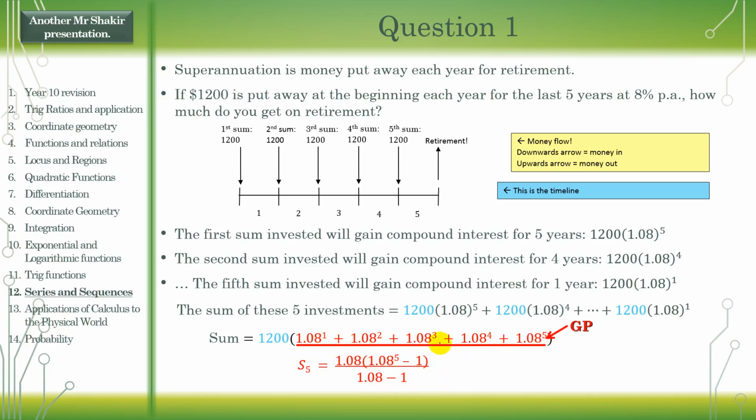Now, note, I'm only dealing with the red bit right now, only the GP stuff. The blue stuff I will have to add back in later on. It'll multiply with whatever we get over here. Alright, simplify that, or put in the calculator, and you get that as an answer. We multiply 1,200 by that answer, and that will give you the sum. That will give you how much money we will have on retirement. Easy. It's not particularly hard.